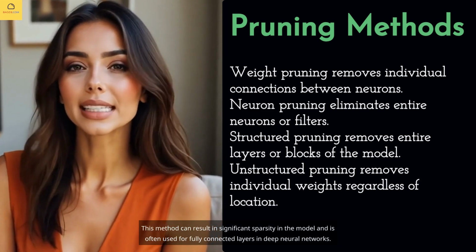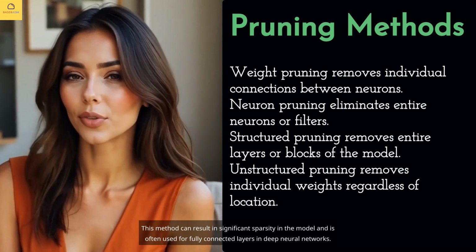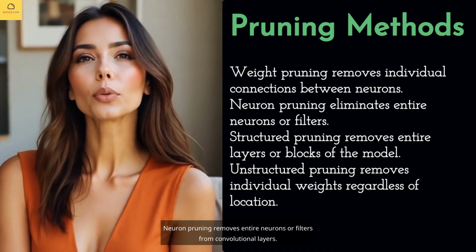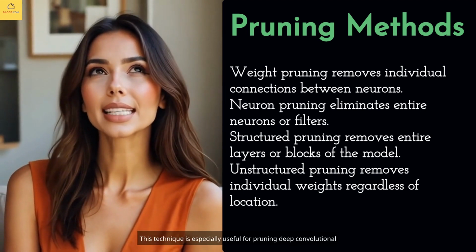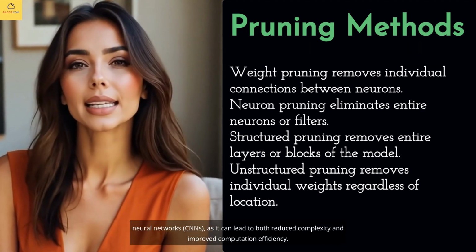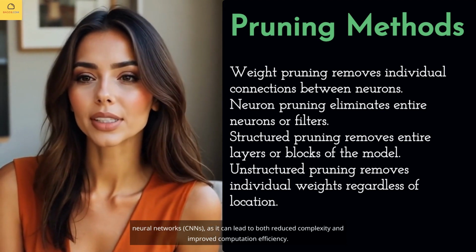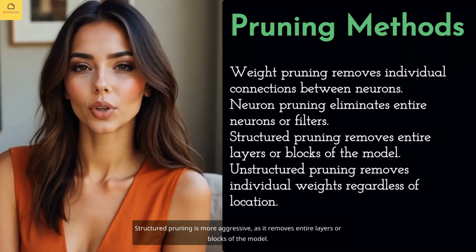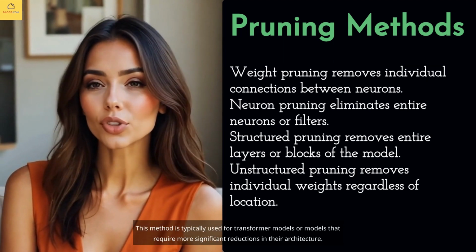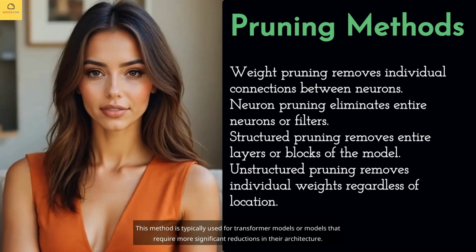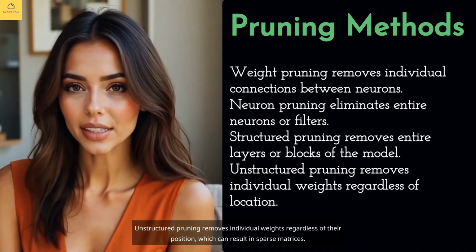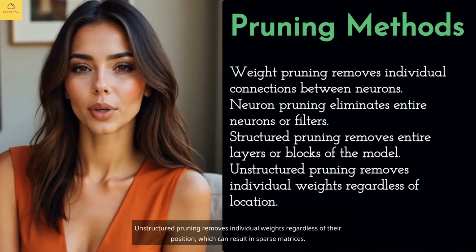This method can result in significant sparsity in the model and is often used for fully connected layers in deep neural networks. Neuron pruning removes entire neurons or filters from convolutional layers. This technique is especially useful for pruning deep convolutional neural networks, CNNs, as it can lead to both reduced complexity and improved computation efficiency. Structured pruning is more aggressive, as it removes entire layers or blocks of the model. This method is typically used for transformer models or models that require more significant reductions in their architecture. Unstructured pruning removes individual weights regardless of their position, which can result in sparse matrices.